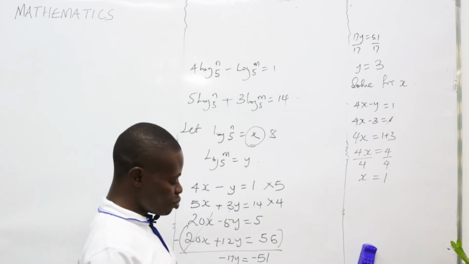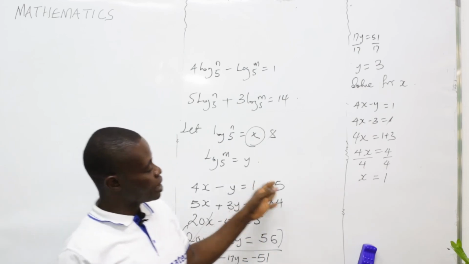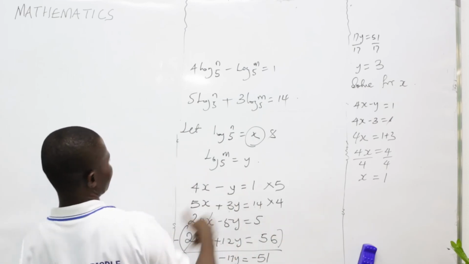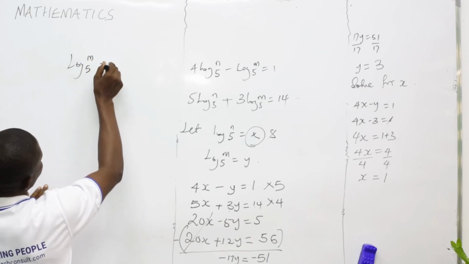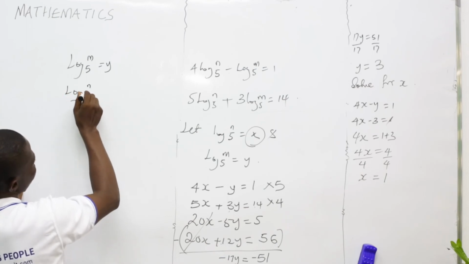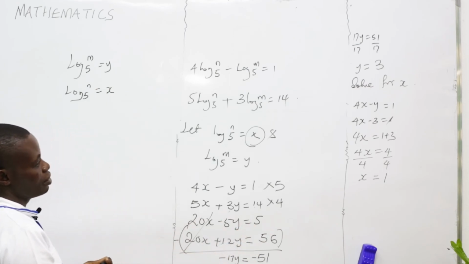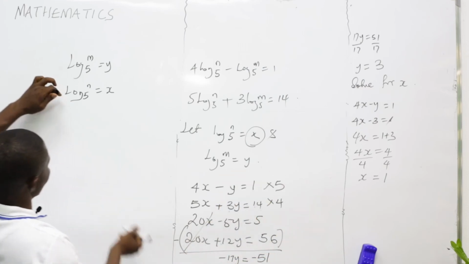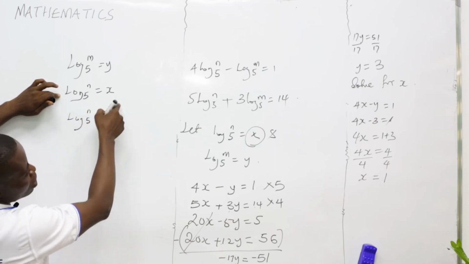But there is something you need to do because you said, let this be this. If you say, let this be this, it means you have to recall that log m base 5 was equated to y. Also, log n base 5 was equated to x. Now ask yourself, what is y? y is 3. What is x? x is 1.